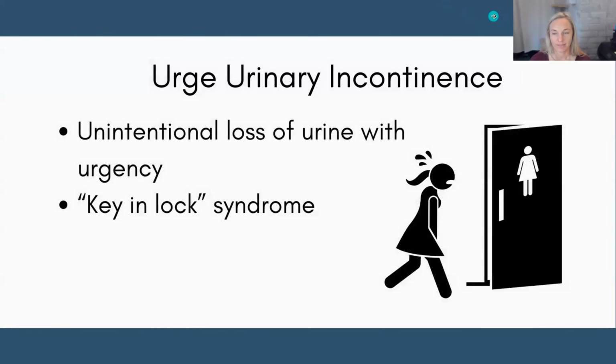Urge urinary incontinence is the unintentional loss of urine with urgency. So the second you get that urge to go pee, you cannot do anything else. You're running to the bathroom as quick as you can, and you're starting to leak as you're getting to the bathroom. Or you get to the bathroom and you see the toilet, and then all of a sudden you start to pee a little bit and you're not on the toilet. Or you're pulling your pants down and you're starting to dribble a little bit. That's urge incontinence.